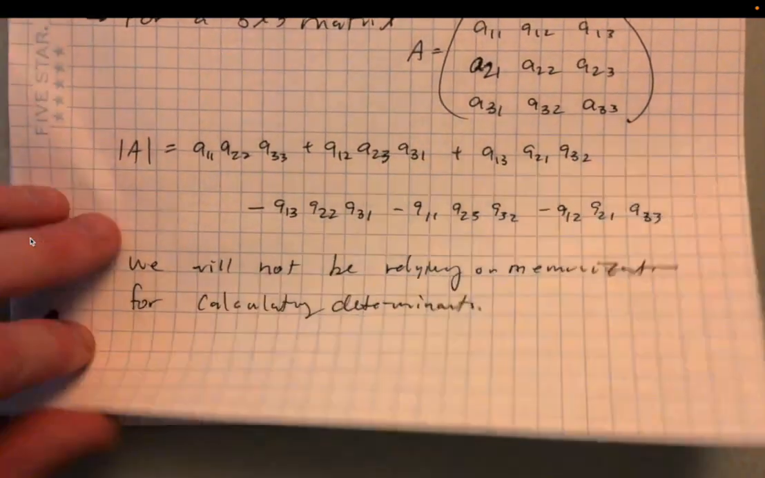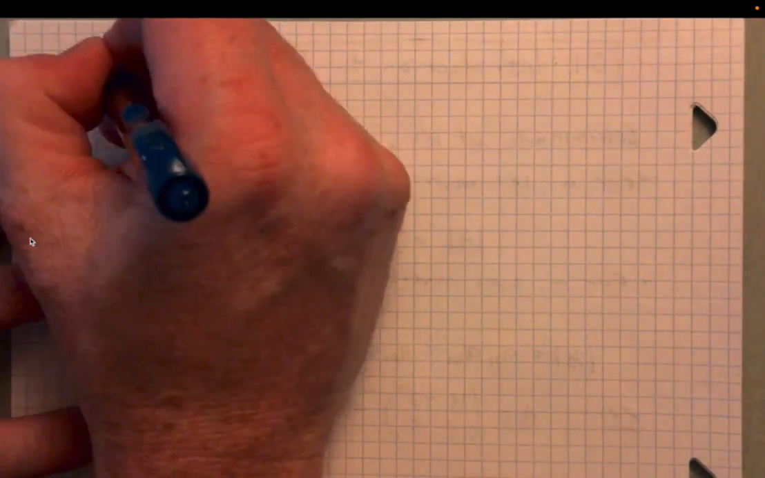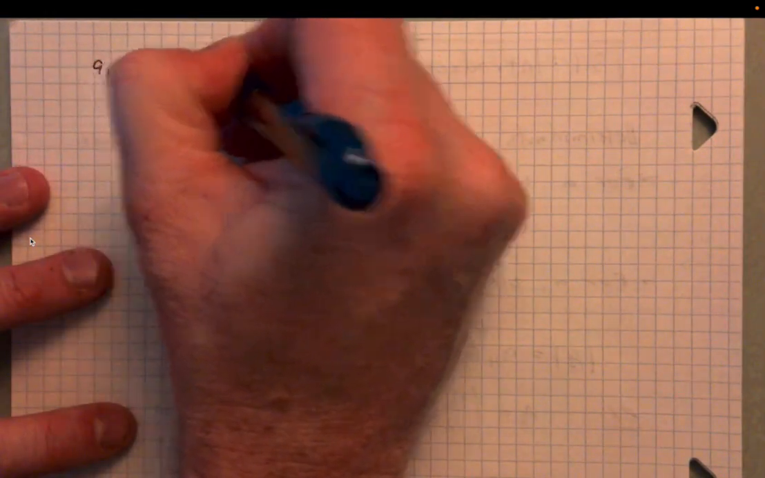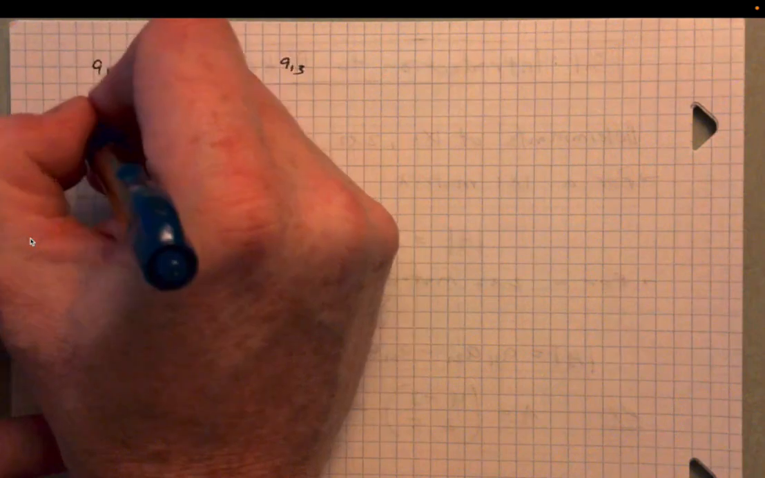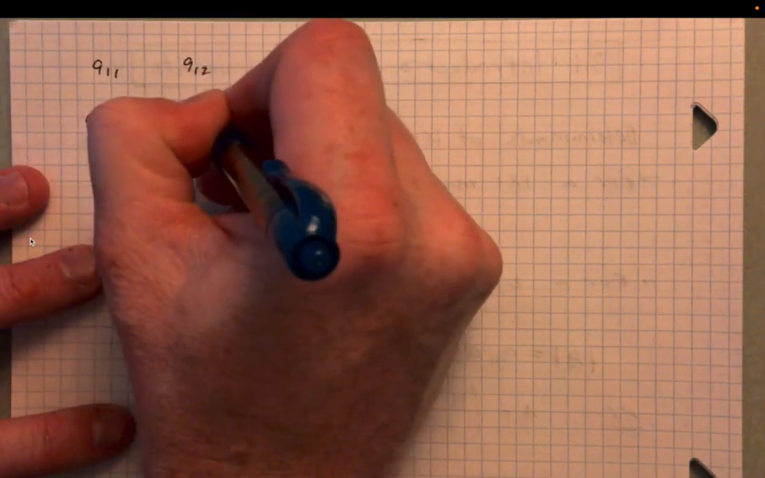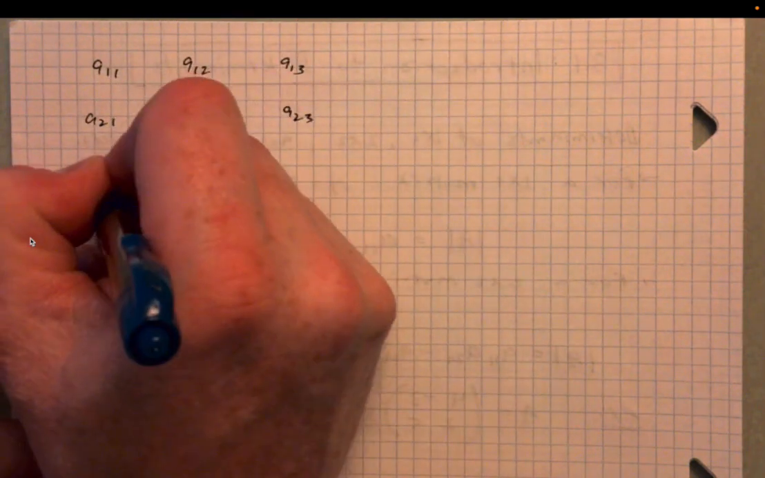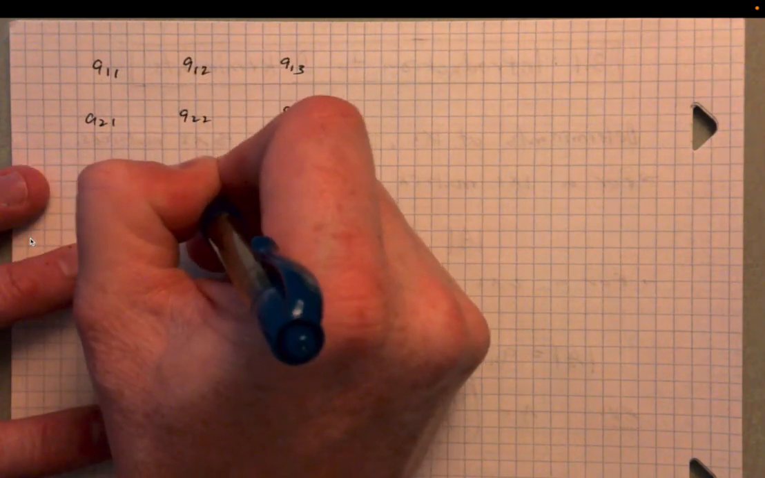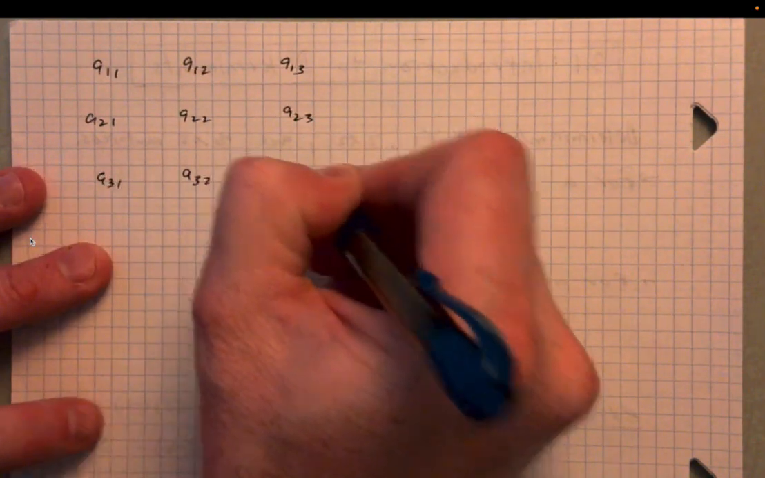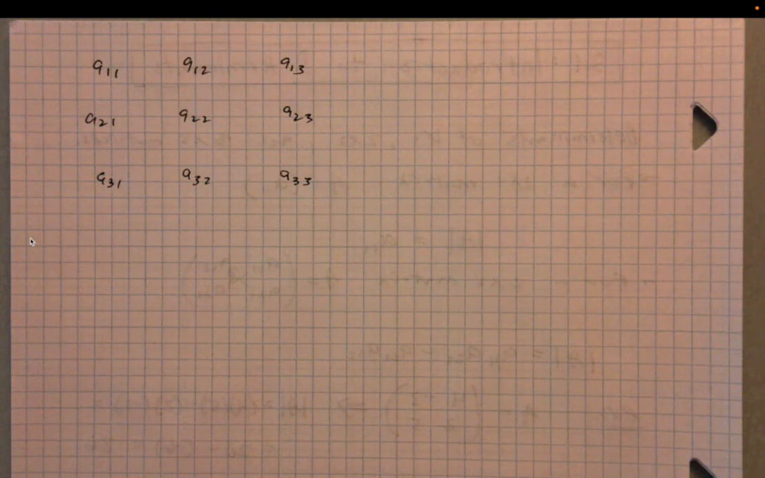Okay, so instead we're going to talk through, for the 3 by 3 case, another way to conceptualize the calculation of this determinant. I'm going to write out a matrix: A11, A12, A13, A21, A22, A23, A31, A32, A33. So here's my 3 by 3 matrix that I just previously wrote out, all the entries in this grid.